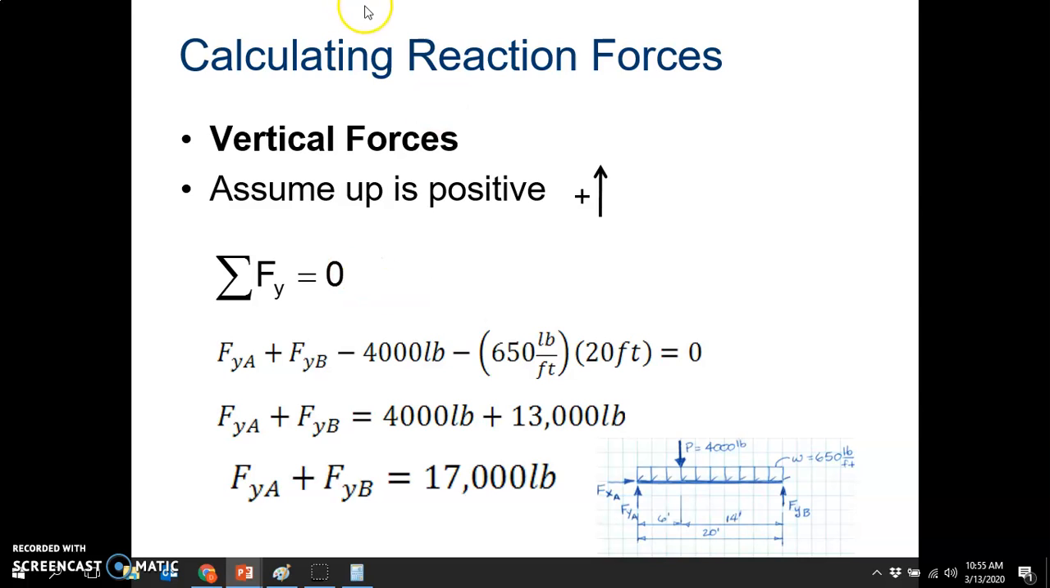And now let's do our sum of forces in the y direction is equal to 0. So we have our reactionary force of A plus our reactionary force of B minus our 4,000 minus our distributed load rewritten as a point load, which is 650 pounds per foot times the total feet. And we know that the total force coming down is 17,000 pounds. So the sum of our reactionary forces up meant to resist that must be the same. We have to stop here and move on to our moments.